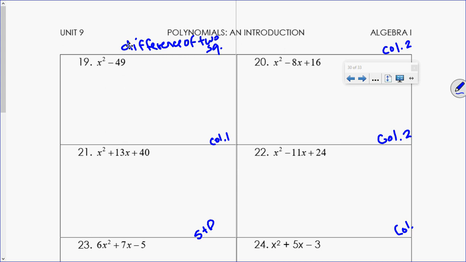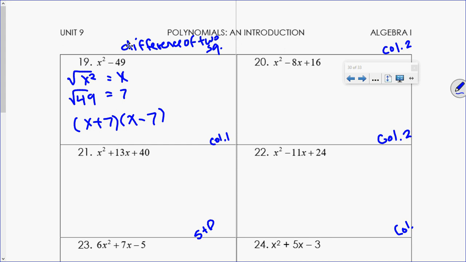So for difference of two squares, we take the square root of the first term and the square root of the second term. And what it ends up being is a combination of these results. So x plus 7 times the quantity of x minus 7 here.